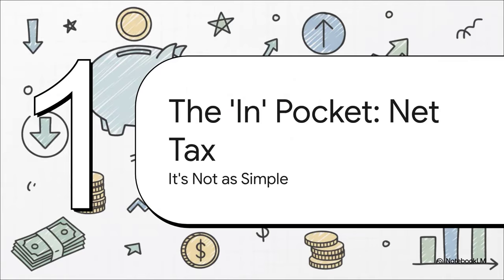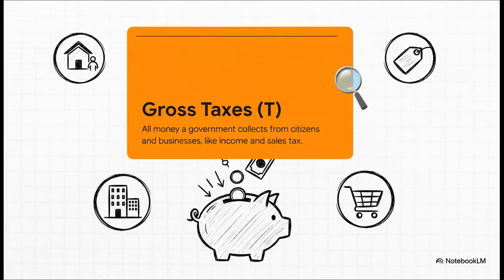Now, you're probably thinking the government's income is just taxes, right? And yeah, you're not wrong, but there's this one crucial detail that most people miss, and it changes the entire picture. First up, you've got what economists call gross taxes. We'll just label it T.